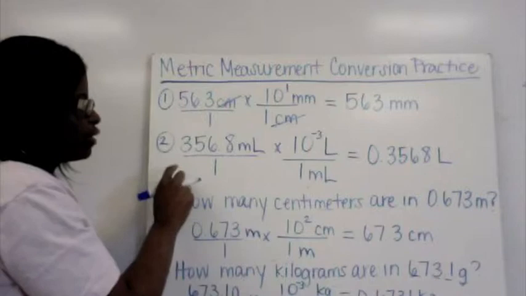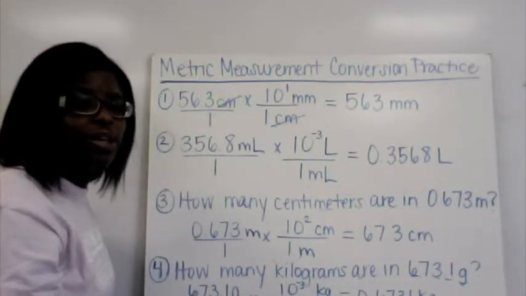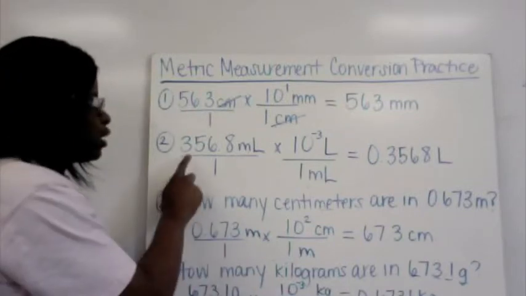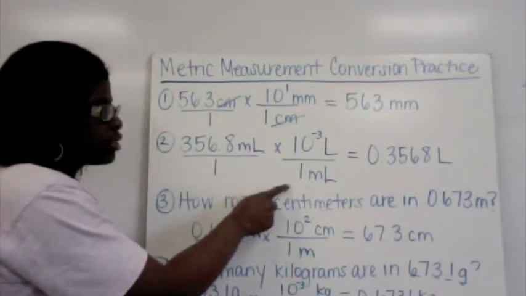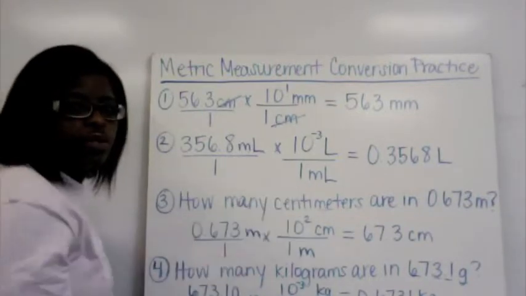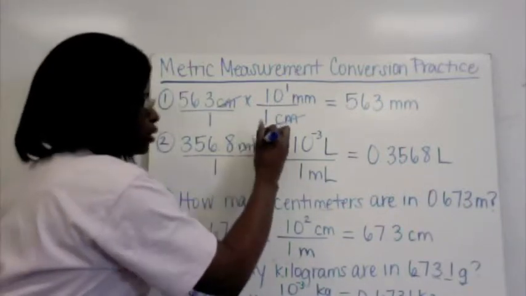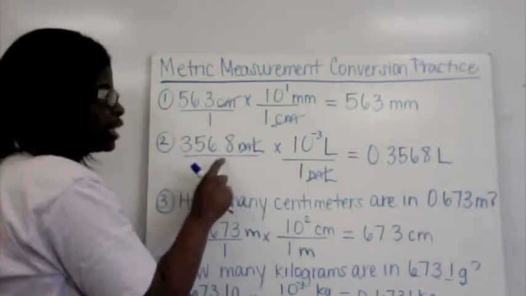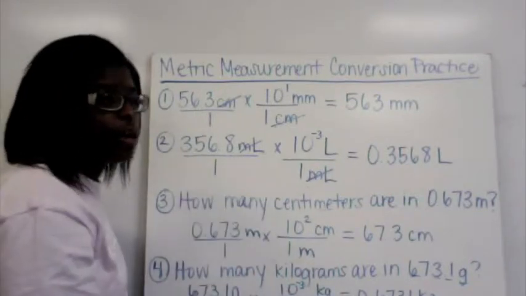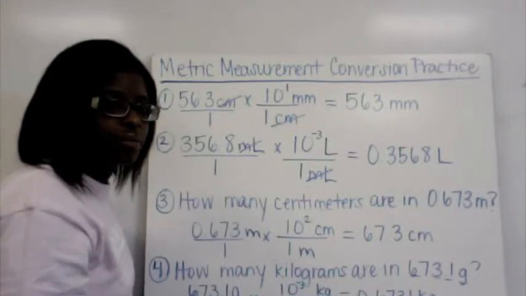Problem 2, we're given 356.8 milliliters. We want to know how many liters that is equivalent to. So we start with our given, our placeholder. We need to get rid of milliliters. So 1 milliliter is equivalent to 10 to the negative third liters. So milliliters is going to cancel. We'd multiply across. 356.8 times 10 to the negative third power gives us 0.3568 liters.